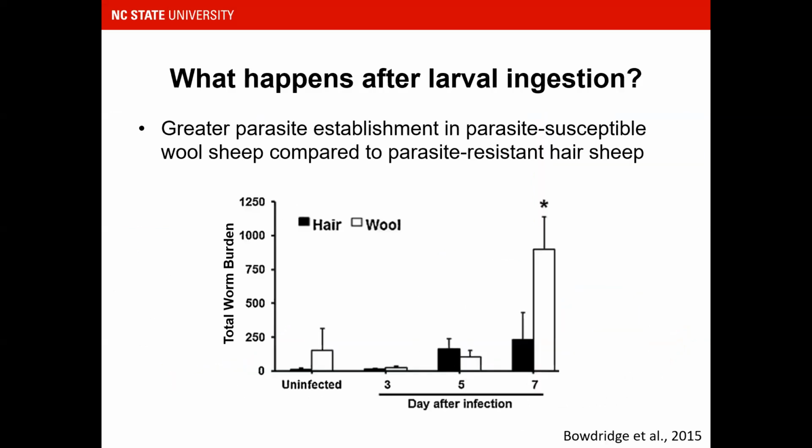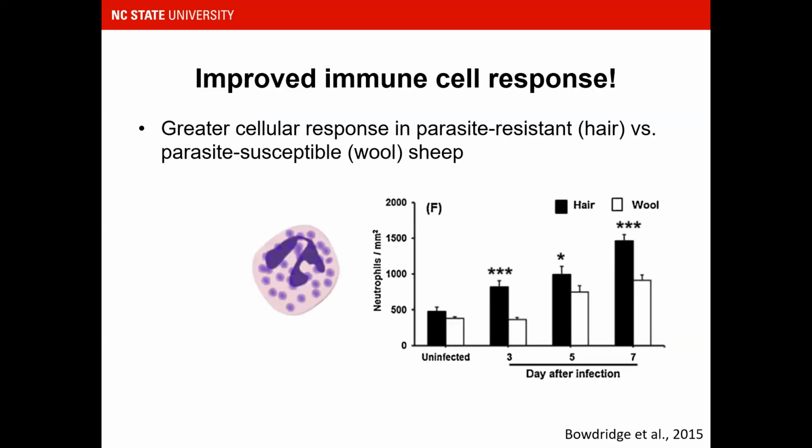So those larvae are ingested, and this graph depicts total worm burden in days after infection. So you can see by day 7 post-infection, those wool sheep have a greater worm burden than our hair breeds. So fairly soon after infection, we start to see some differences between our types in terms of level of infection. So what's causing that? Why are these wool breeds getting infected and these hair breeds really not so much? And it really has to do with that immune response and how those sheep are able to recognize and respond to that infection.